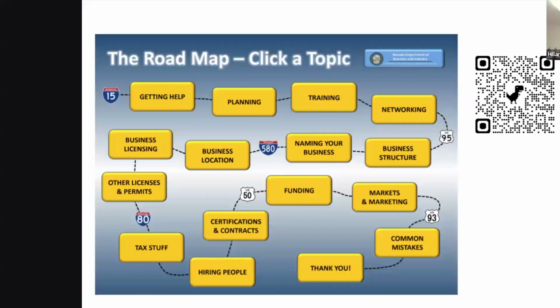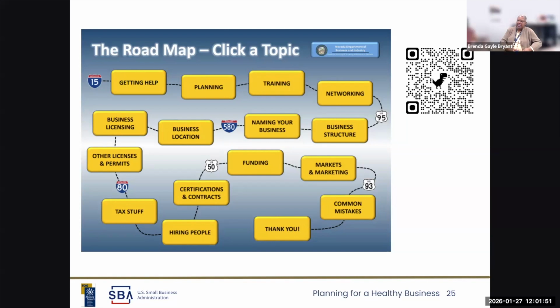So let's talk about some of those trusted resources. The state of Nevada has a division called Business and Industry. Business and Industry developed a thing called the roadmap. This is the business roadmap. This is for folks who want to be in business, are thinking about being in business, have been in business for a long time, or are closing their business. So all facets of business.